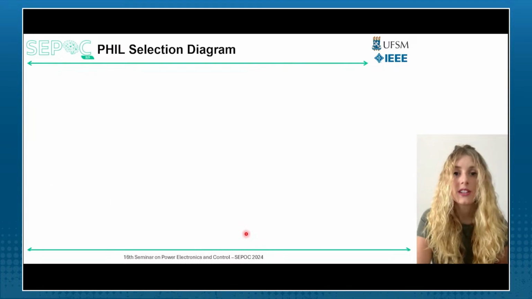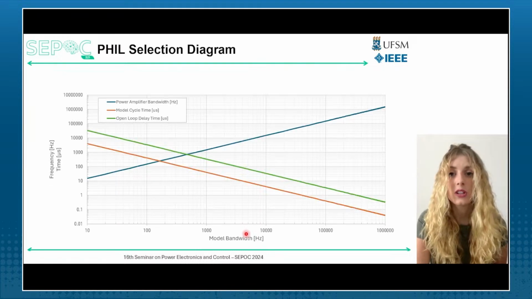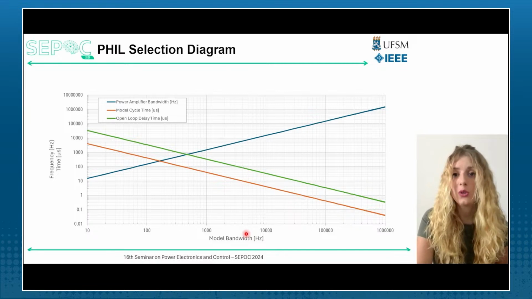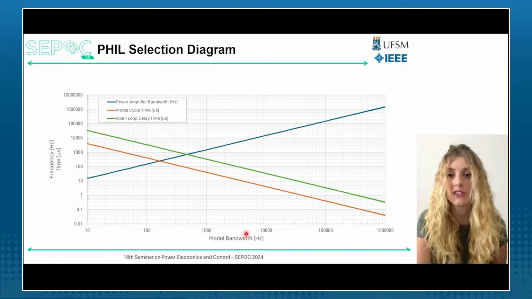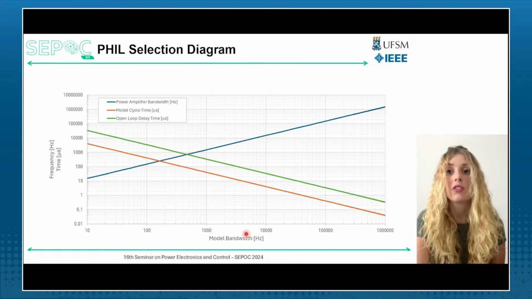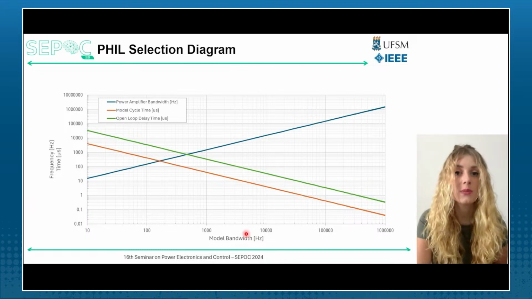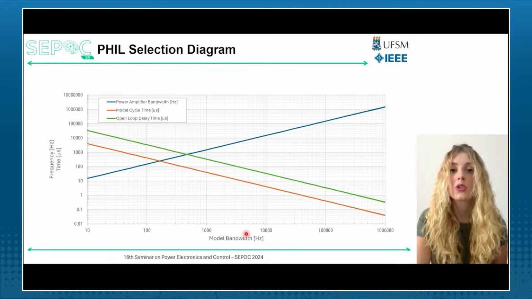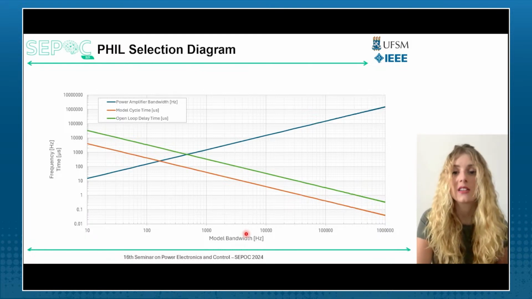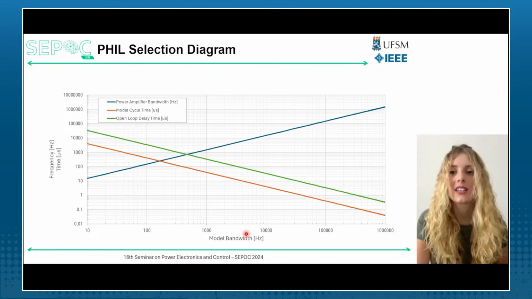Based on what we have discussed previously, we can now take a look into this power hardware in the loop selection diagram, which is pretty simplified, but can be a good tool or a good starting point to determine what is necessary for your power hardware in the loop setup and your applications that you want to test. Of course, later on you can replace your simplified first order function representation of your power amplifier with a more complex, more realistic model of the amplifier, but as I said, this can serve as a good starting point.